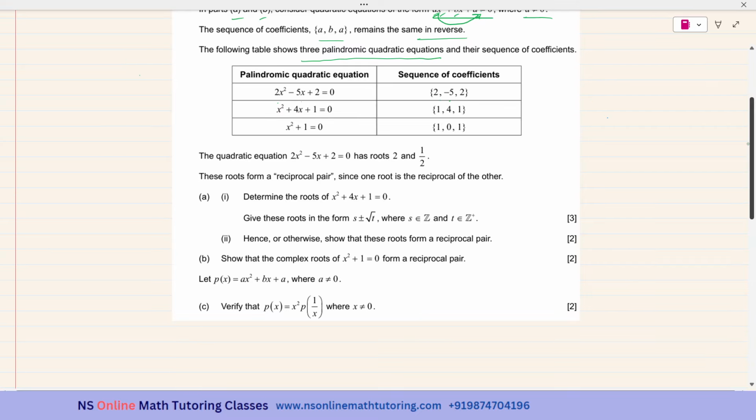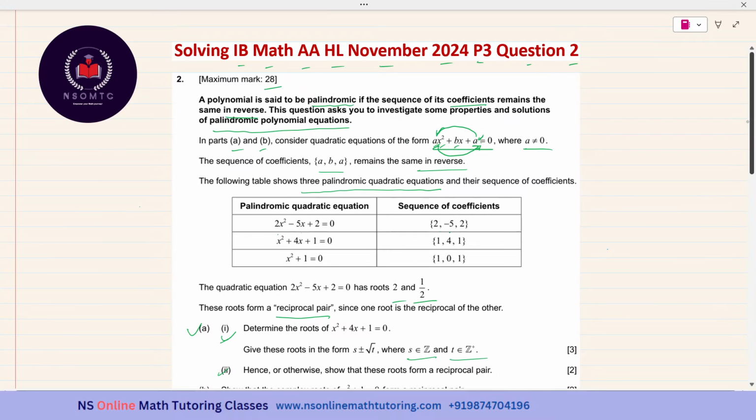The quadratic equation 2x squared minus 5x plus 2 equal to 0 has roots 2 and half. These roots form a reciprocal pair since one root is the reciprocal of the other. Part A, part I is saying: determine the roots of x squared plus 4x plus 1 equal to 0. Give the roots in the form s plus minus root t, where s is an integer and t is a positive integer.